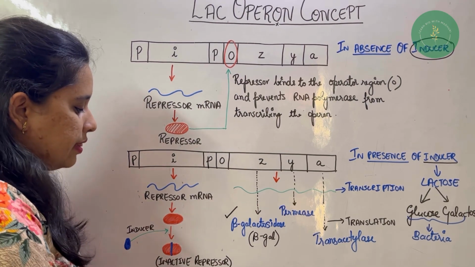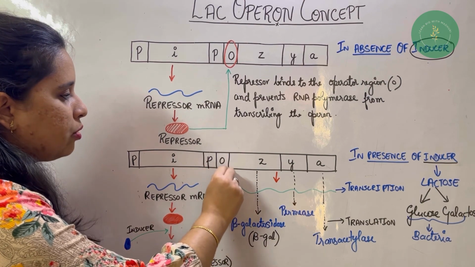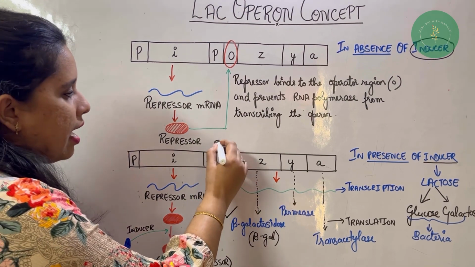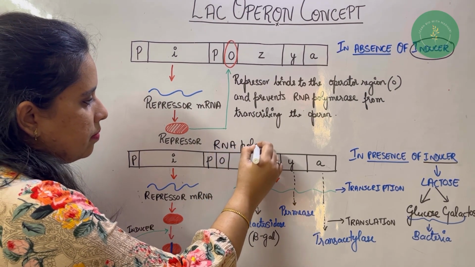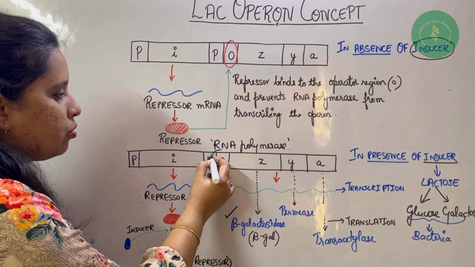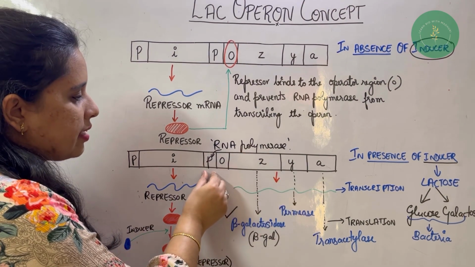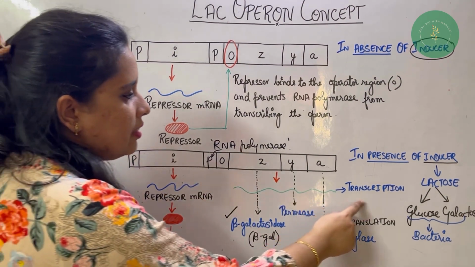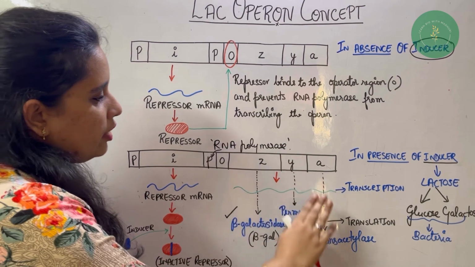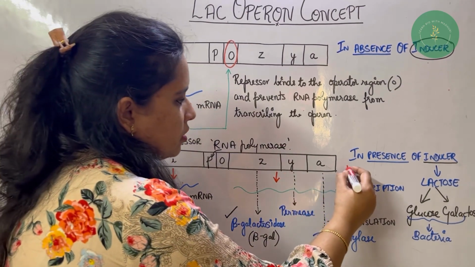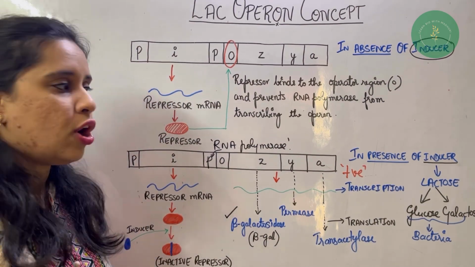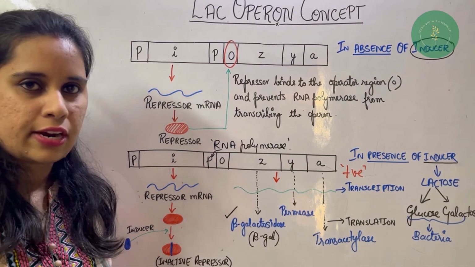Now what will happen? The inactive repressor cannot bind to the operator region. And in that period of time, the RNA polymerase can now bind to the promoter region. The RNA polymerase comes and binds to the promoter region, and transcription takes place along with the structural genes. The regulation of the LAC operon will be positive, or we call it positive regulation or switching on, with the help of the inducer, that is lactose.